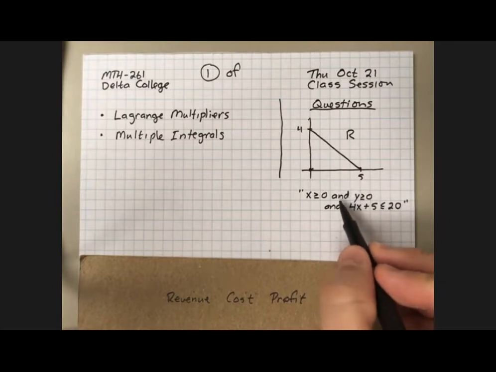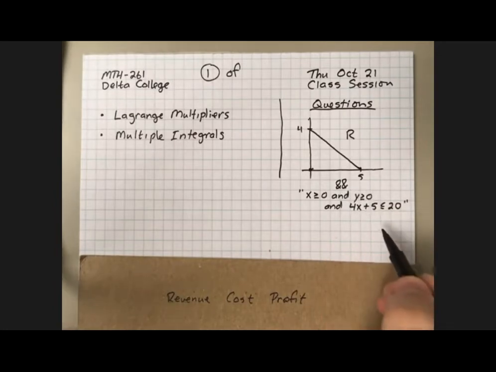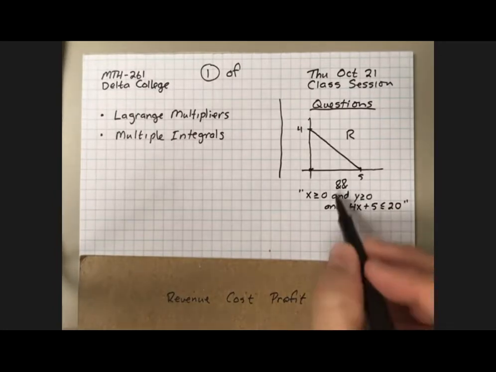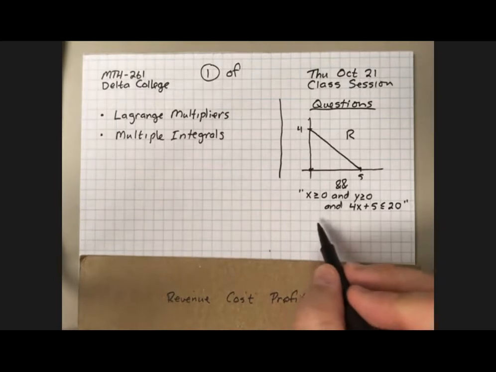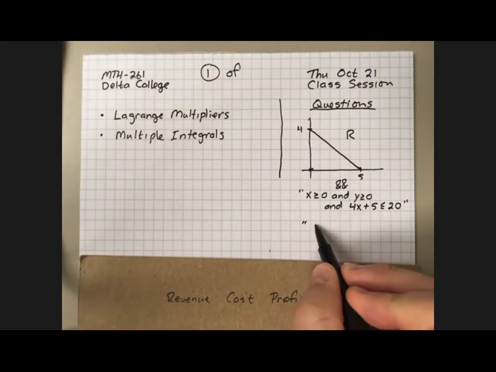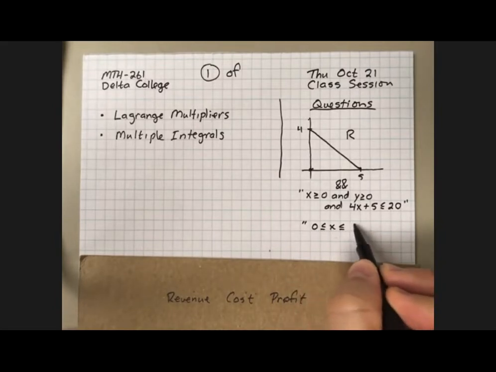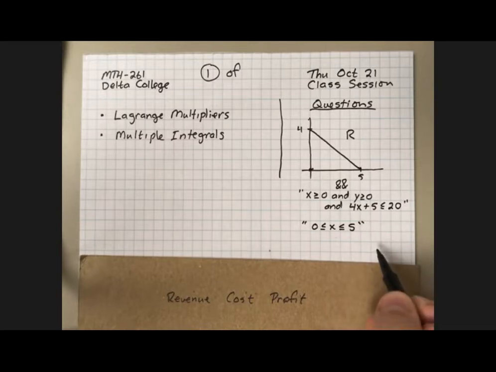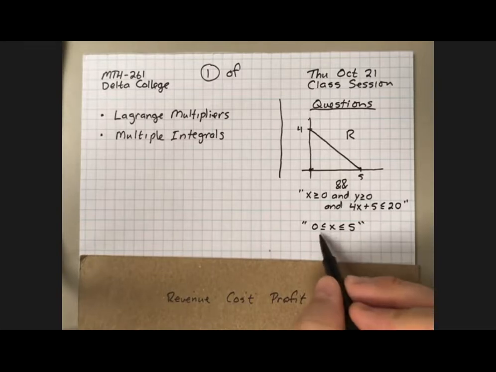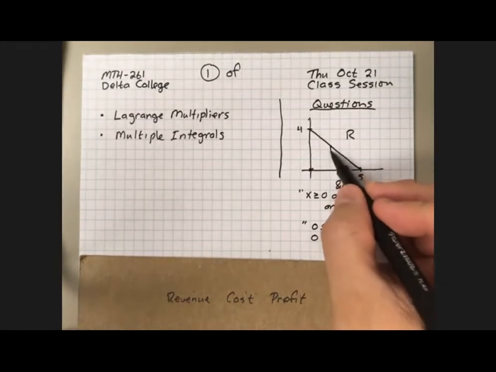In Mathematica for "and", we use the double ampersand symbol like that. That's one of the quirks of Mathematica. But we could also describe this region as: let all the x's be considered between 0 and 5. And then for each x between 0 and 5, let the y's run until I reach this line.